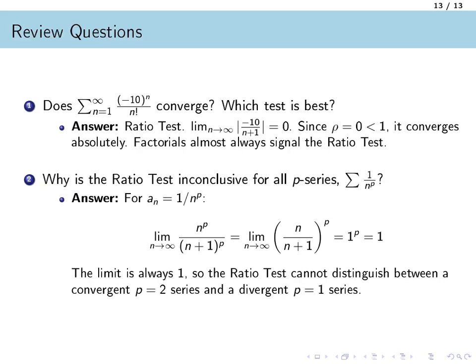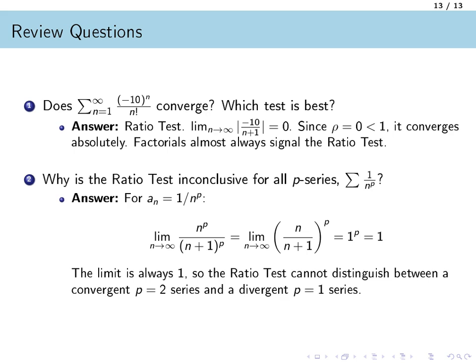Let us review 2 important applications of the ratio test to see where it excels and where it fails. First, consider the series with terms -10 to the n divided by n factorial. This is a perfect case for the ratio test, because the factorial terms simplify cleanly. When we take the limit of the absolute value of the ratio of consecutive terms, it reduces to the limit of 10 over the quantity n plus 1. As n approaches infinity, this limit is 0. Because the result, rho, is 0, which is less than 1, the series converges absolutely.